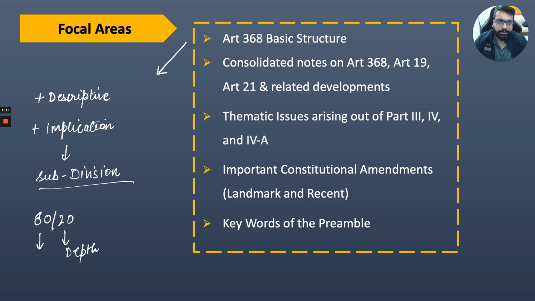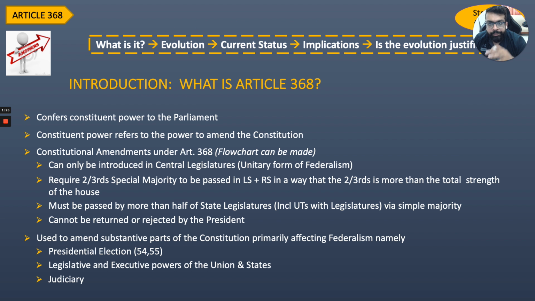And now let us start with Article 368 and see exactly what it is. When we do 368, we do basic structure and we do the implications of it together. So in your introductions, what are you going to write about Article 368? First things first, you will explain how Article 368 gives what is called constituent power to the parliament. Constituent power is the power to amend the constitution.